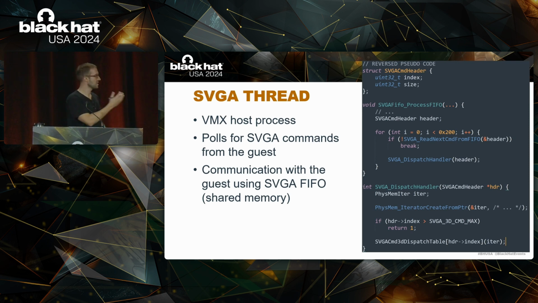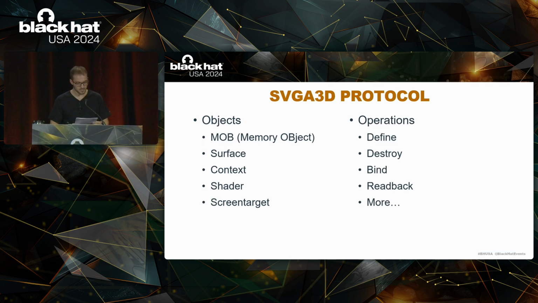On the last line of this source snippet, you can see that there is a dispatch table that uses this index field in order to call the appropriate handler on the host side to service the request. The communication protocol between the guest operating system and the SVGA device is called the SVGA 3D protocol, and it has at least 5 primitive SVGA objects, for example a surface, a context, a shader, and so on.